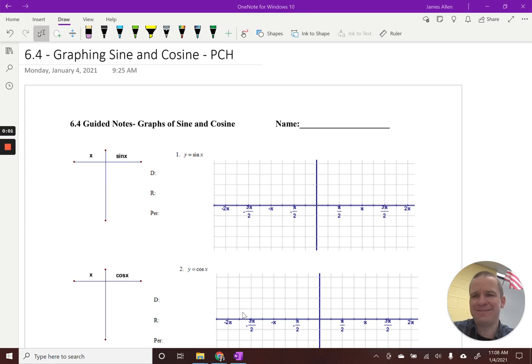All right. Let's see here. We got some 6.4, graphing sine and cosine. Now, you've graphed sine and cosine before. We're going to do a little bit of review of our parent functions. So let's just get to it. I'm too excited.